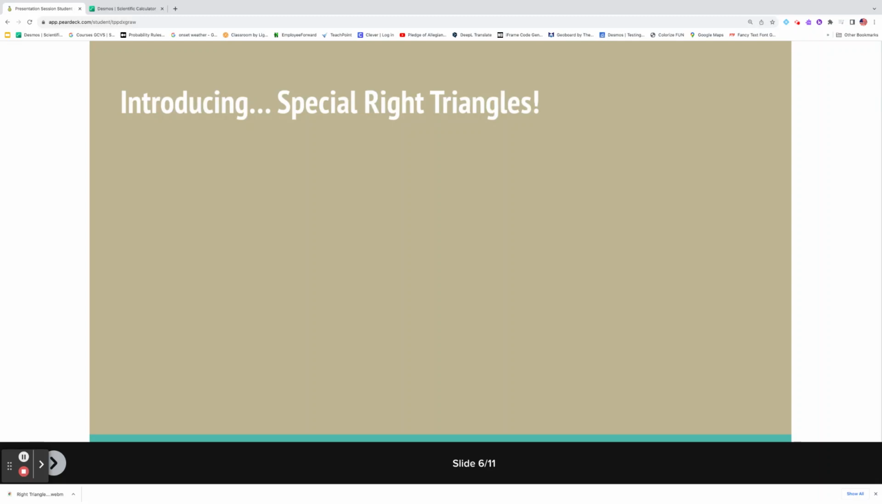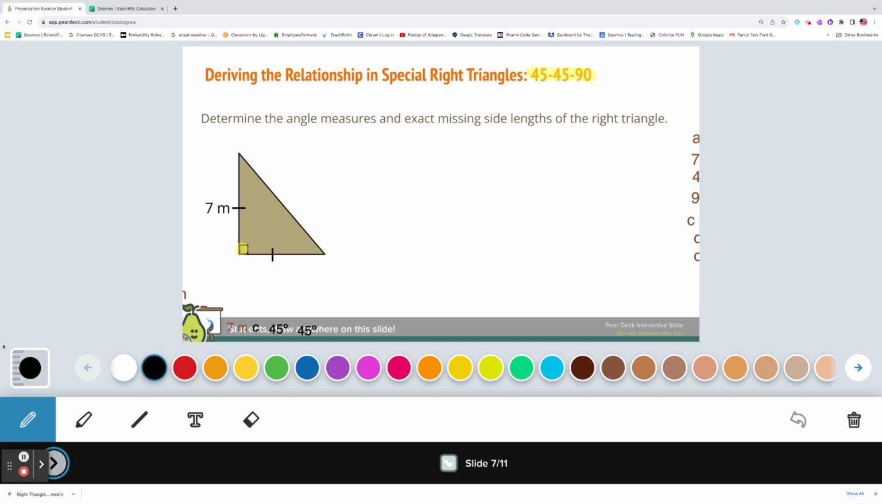In this lesson, we'll be continuing our work with right triangles, looking at special right triangles. One of the special right triangles is the 45-45-90 special right triangle. And in this example, we can derive the relationship. Derive means make sense of it, come up with the relationship on our own. Determine the angle measures and the exact missing side lengths of the right triangle that's shown here.